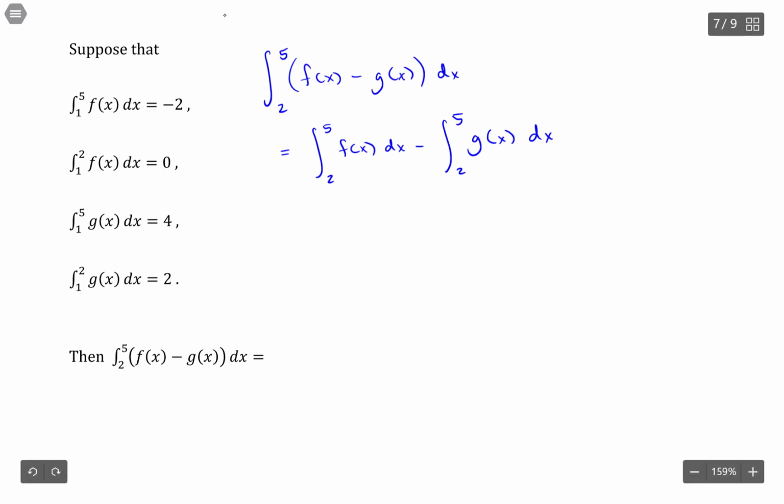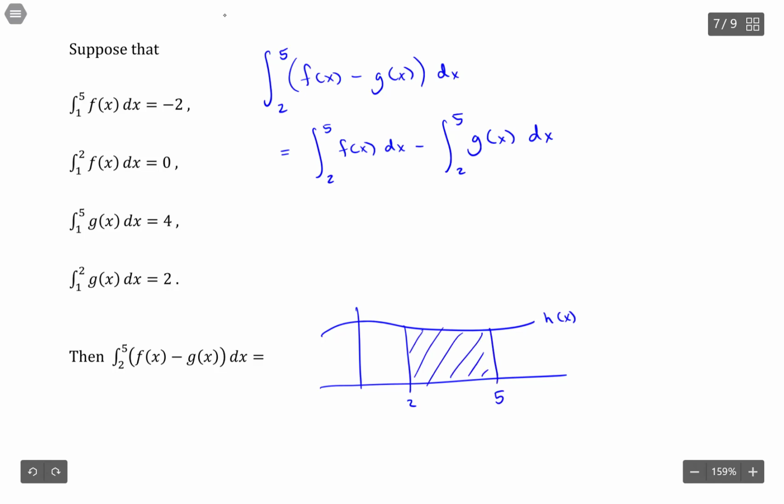However, let's think about what this might look like. So let's say we just have one function. Let's just say we have h of x, and what we want to know is h of x integrated from 2 to 5. So we want this area right here.